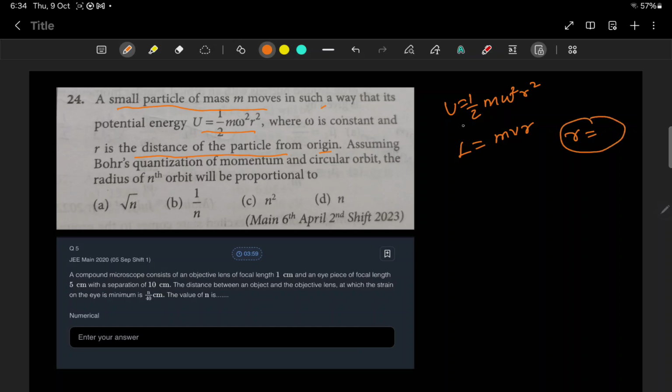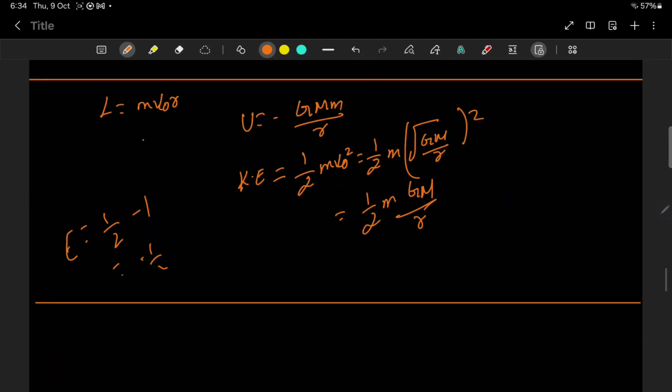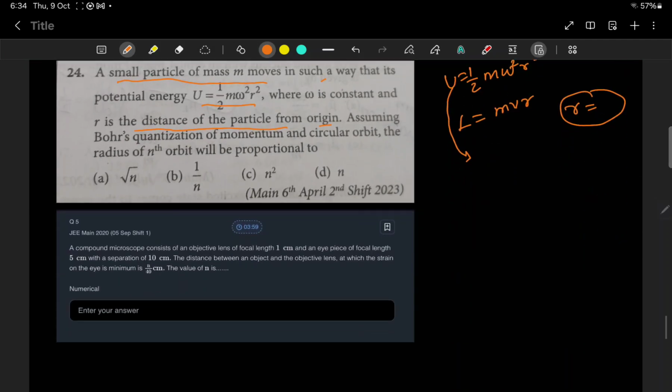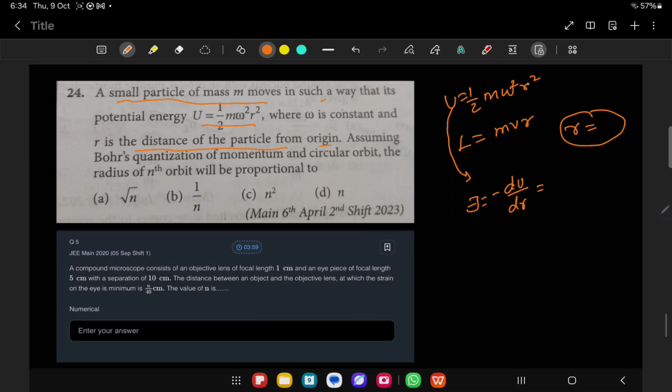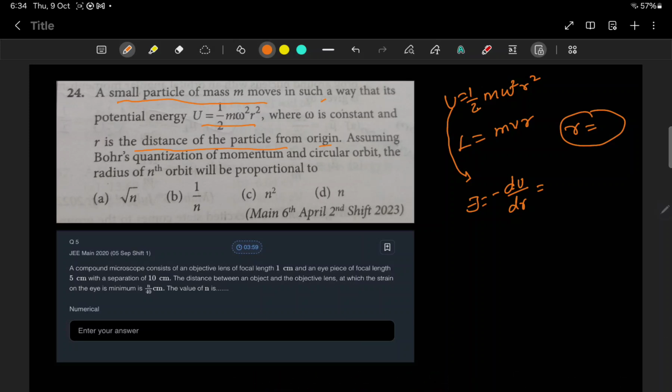So first, using this potential energy, we can find the force. Okay, so how can we find the force? Minus of dU by dr. Here, if I differentiate this r square, I'll get 2r, and the 2 and 2 will get cancelled. We will get minus m omega square r.